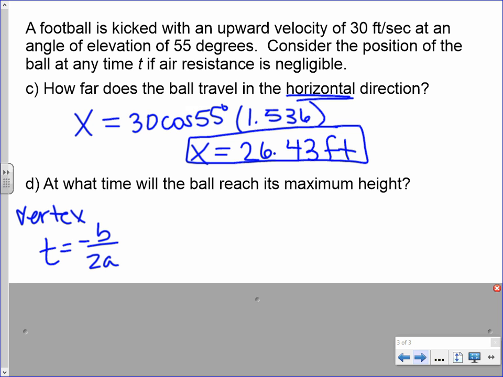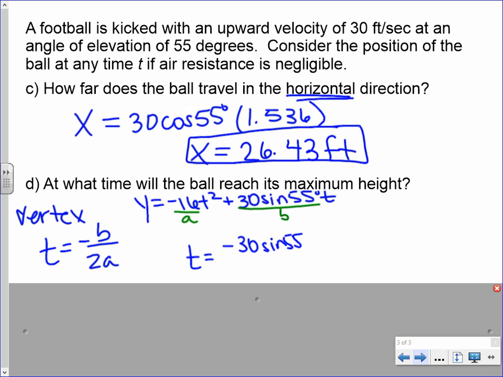And in our equation, y equals negative 16t squared plus 30 sine of 55 degrees t, this is A, and that's B. So we can either take 1.536 seconds and cut it in half, that would be sufficient, or we can say our time is at the parabola, negative b over 2a, which is 0.77 seconds.